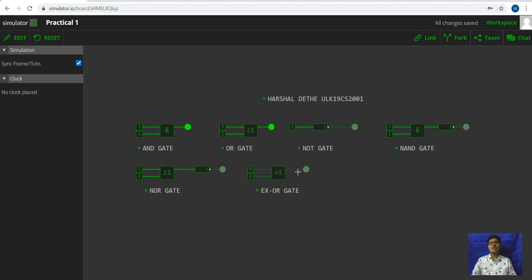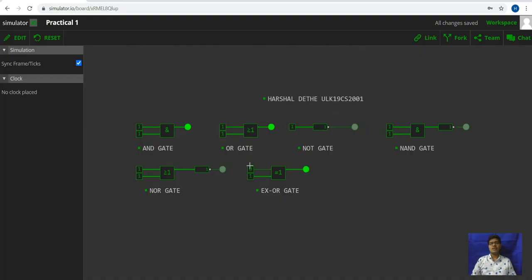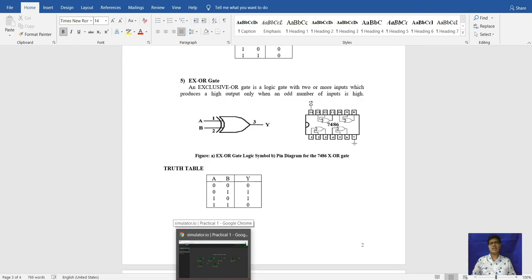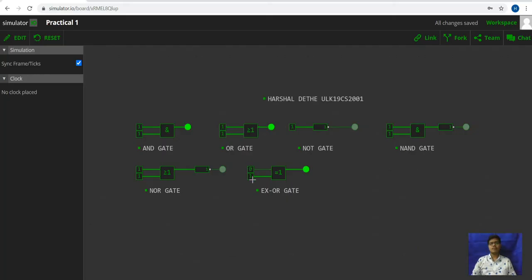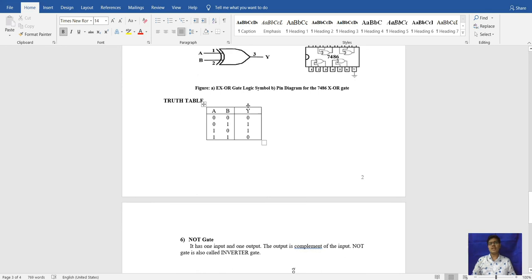Here 0 and 0, it is showing us 0. Again 0 plus 1, it will show us 1. Again 1 and 0, it will show the light is on, and when we give the input of 1 and 1, the light will be off. So this is the XOR gate.